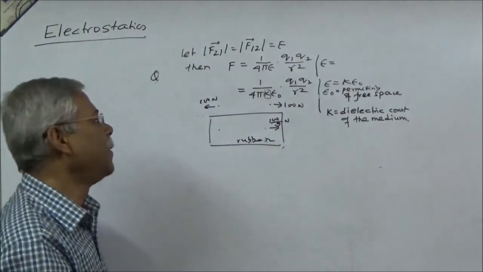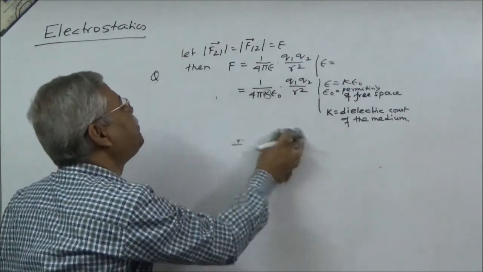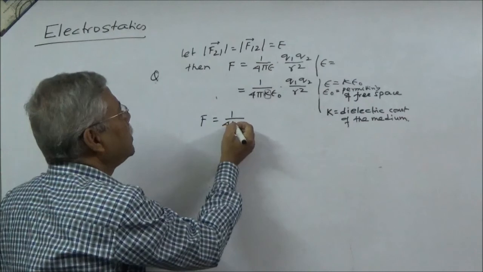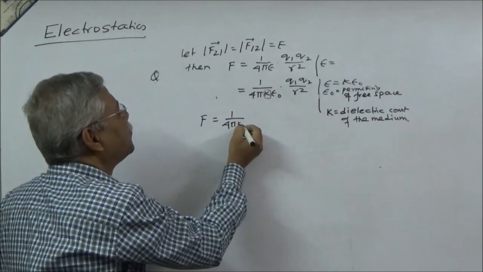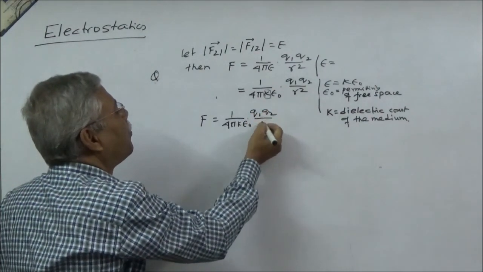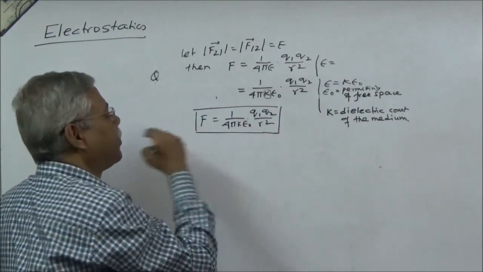Okay. So box this, this is the main formula. F equal to 1 by 4 pi K epsilon naught, Q1 Q2 by R square.